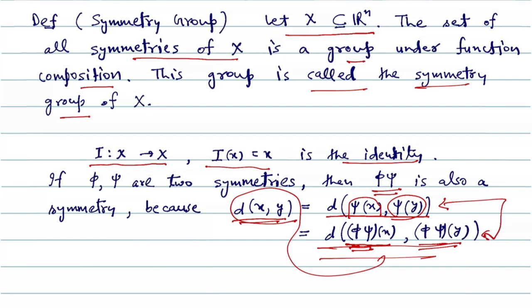Because all the symmetries are one-one and onto functions, that means permutations, they already form a group. So these also form a group.